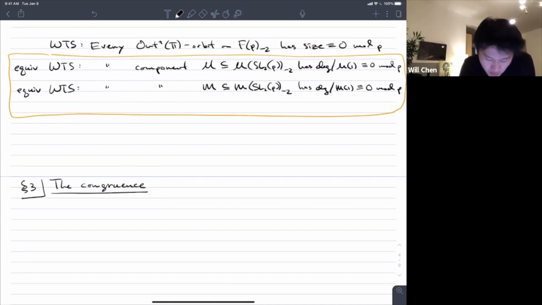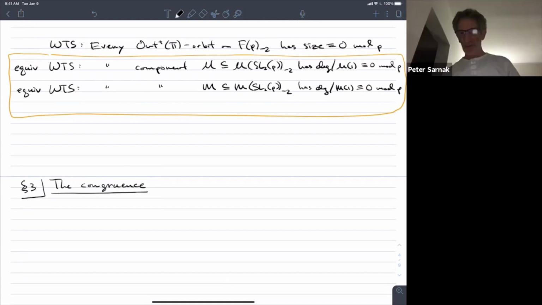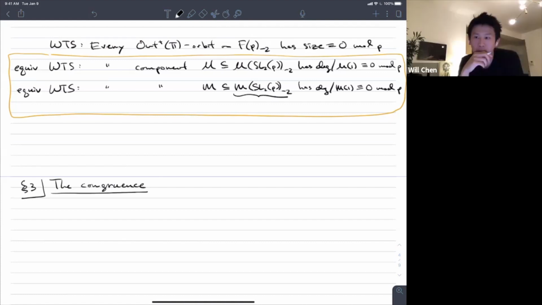So one remark before we continue is I just want to make clear that this is a very general phenomenon, that the number of connected components is basically describable topologically, group theoretically.